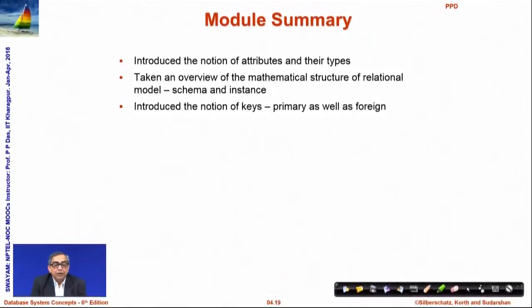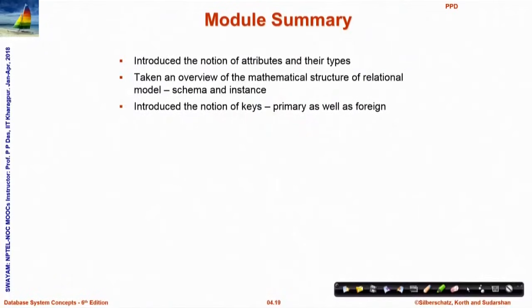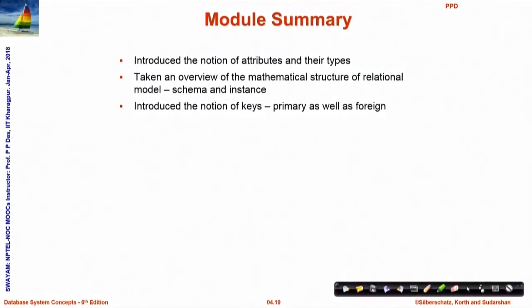So, to sum up, we have introduced the notion of attributes and their types. We have taken an overview of the mathematical structure of the relational model, schema and instance. Mathematically they are relations, which mean a mapping, and we have introduced the very important concept of keys, specifically what is a primary key as well as what is a foreign key. In the next module, we will discuss the different operations of the relational model, relational algebra.